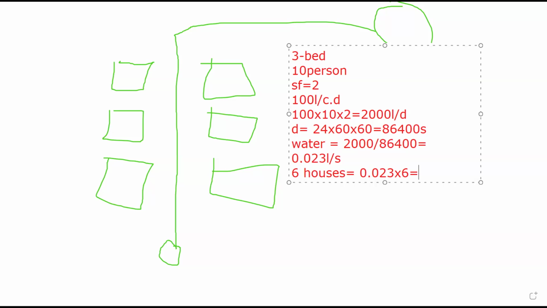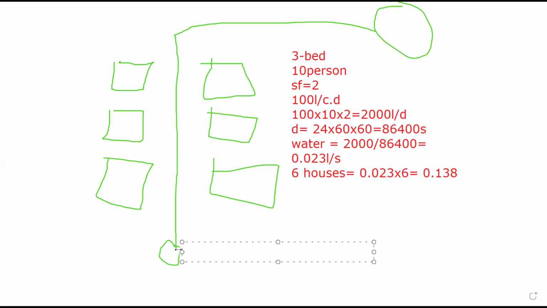What's the value? Somebody can help us. 0.023 times 6 is giving me 0.139. Okay, I will now come here. I will say the water demand for this node is 0.138 liters per what?